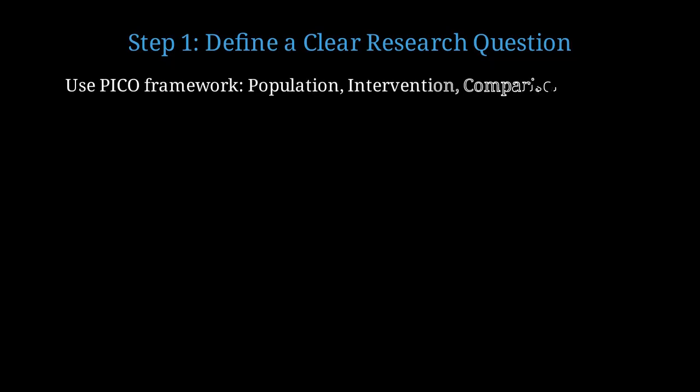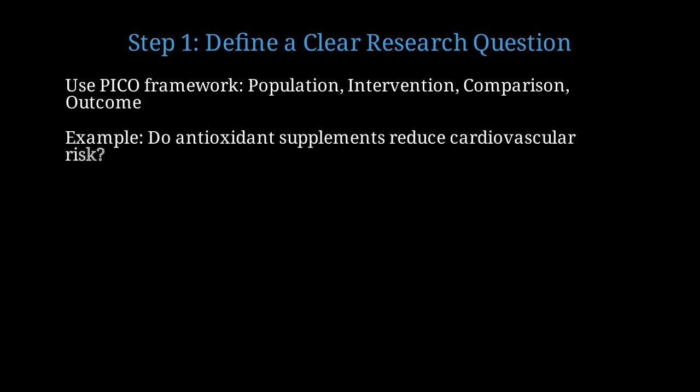Now let's discuss how to actually prepare a review paper. This process applies to most types of reviews. Step 1 is to define a clear, focused research question. For systematic reviews, you can use the PICO framework: population, intervention, comparison, and outcome. For example, in adults over 50, do antioxidant supplements compared to placebo reduce cardiovascular disease risk over 5 years?